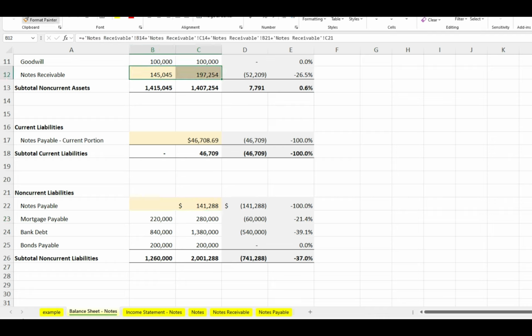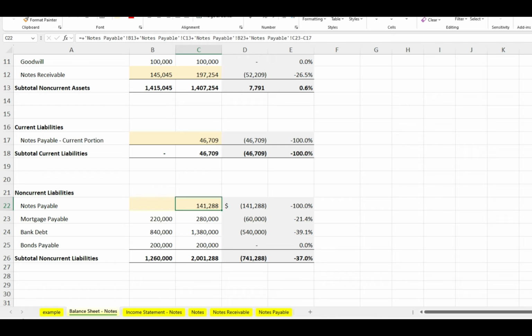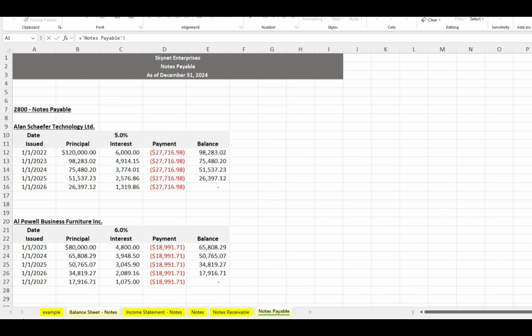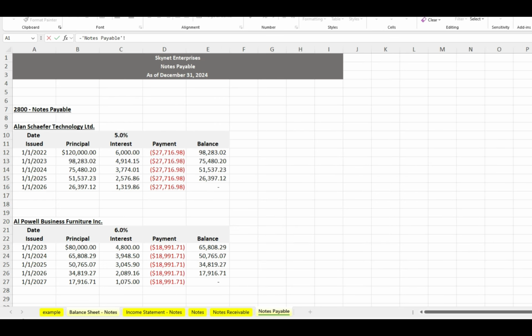Let's just tighten up our formatting right there. So in this situation, the current portion of the notes payable, the two annual payments of $46,709, that's the principal and the interest. And the remaining principal balance is $141,288. This is due beyond 1 year. Let's do the same thing for 2024. Gonna grab principal and interest. So that is the total amount due, but now I also want to grab the payment, because that is the current portion that is owed.